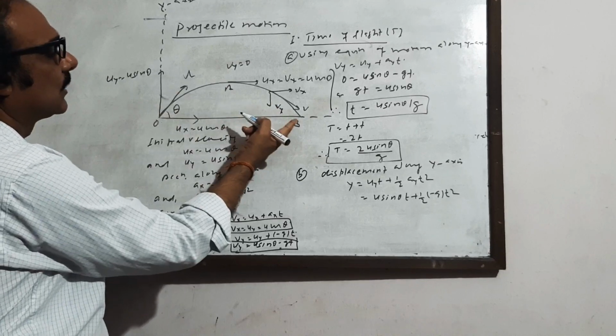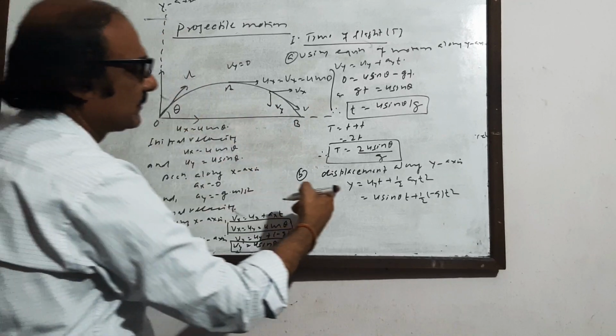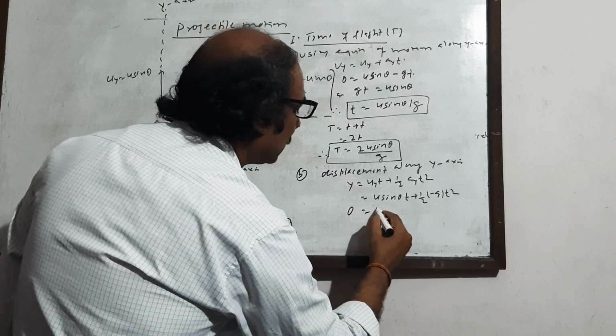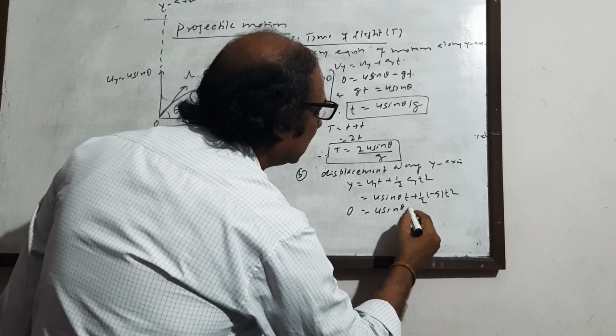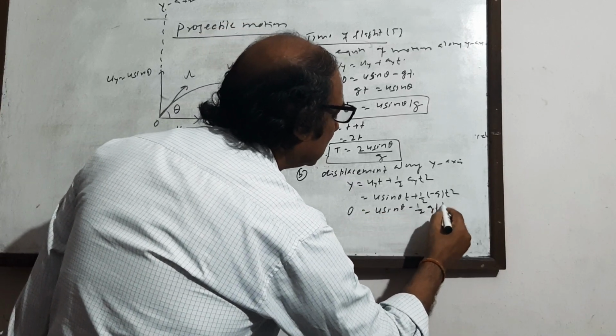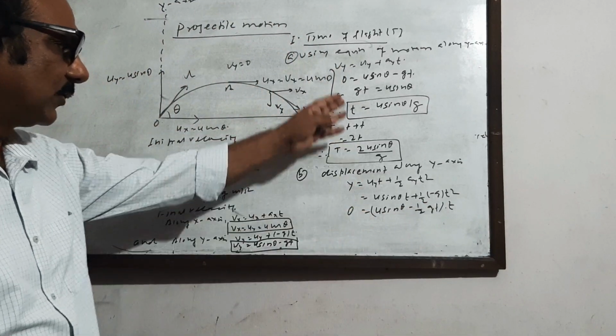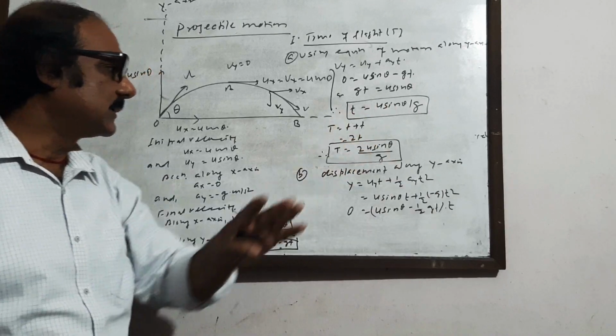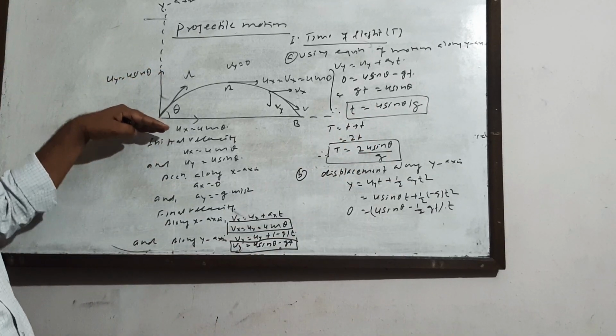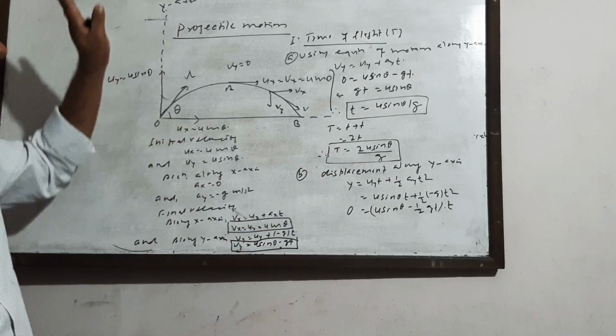In the case of the vertical displacement, when the projectile goes from the point O and falls to the point B, the vertical displacement is taken as 0. So 0 = U sin theta t minus half g t square. It is necessary to mention that the acceleration due to gravity always remains minus g because the projectile is thrown in the upward direction, or against gravity.